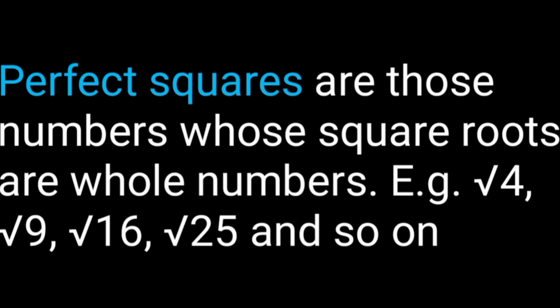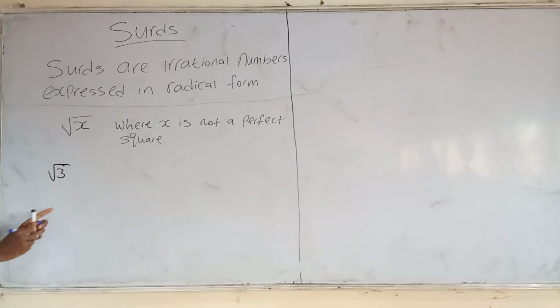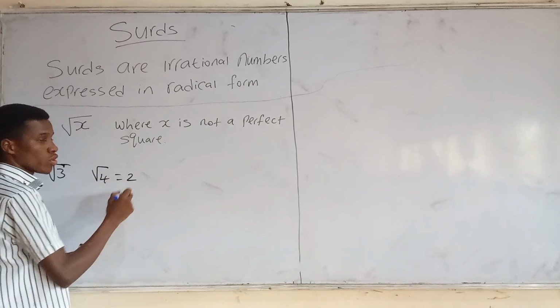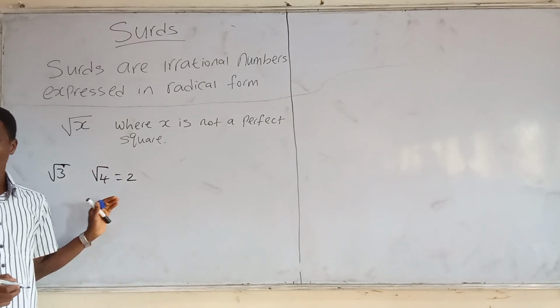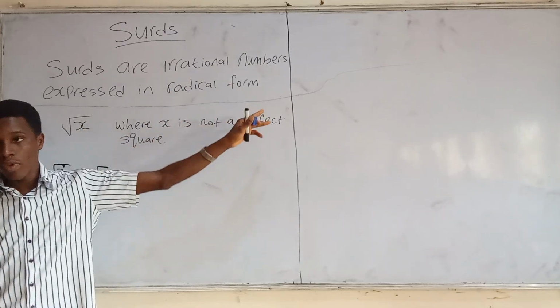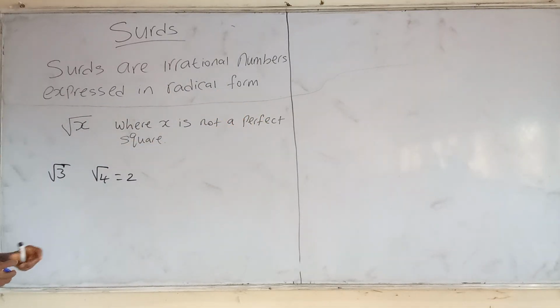Square root of 3, for example: 3 is not a perfect square. Square root of 3 is a surd because the square root of 3 is not a whole number. So when we talk of 4, square root of 4 is what? This is a whole number. We don't consider it as a surd because from the definition, surds are irrational numbers expressed in radical form. So this number is not irrational.